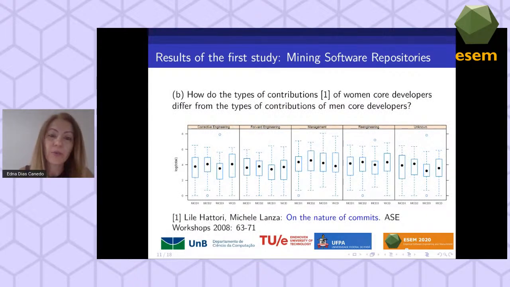In the second question, we have used the approach of Hattori and Lanza to investigate the differences in the type of contributions of women core developers that differ from the men core developers. Women core developers, WCD, contribute more with corrective and re-engineering activities, while the set of men core developers, MCD, contribute more with management activities, and the ones that we were not able to classify. There are not many differences in the forward engineering activities.